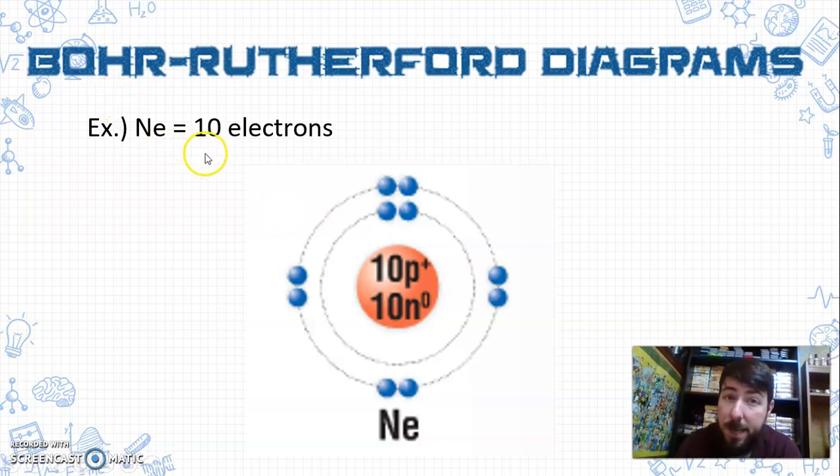But neon has 10 in total, and we've already used 2. That means that there are 8 electrons left over, and we can put a second orbit here and place the 8 electrons in the diagram. You can also see how they're grouped in 2s there. That's usually how we represent the Bohr diagram. So just make sure that you keep the electrons in groups of 2 around the diagram.